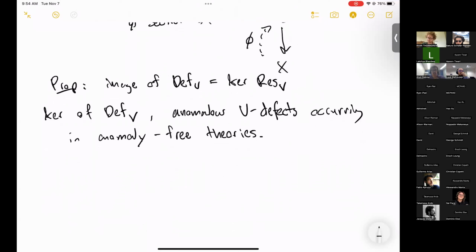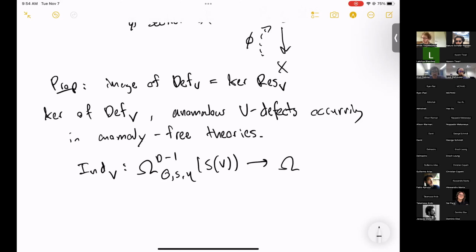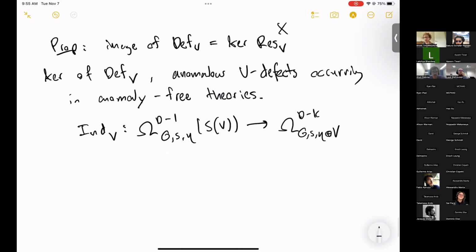So there's a map, an index map, which takes a family, say in D-1 dimensions, because we're thinking about having an invertible family, twisting by some invertible family on the boundary of type G, S, eta. It lives over the sphere. And what this is going to give us is some defect anomaly, G, S, eta plus V. And if you like, this map is sort of compactifying the TQFT on the sphere.